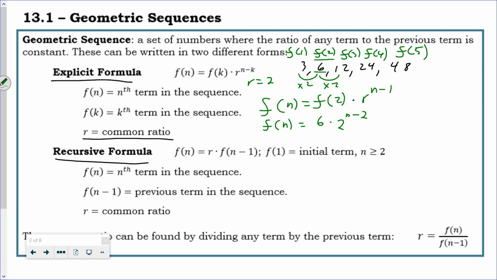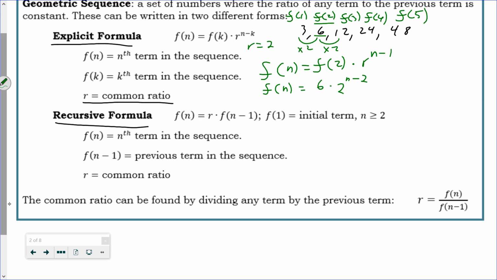All right. So now there's also something called the recursive formula. The recursive formula is a formula for a geometric sequence, but told recursively. Recursively just means it depends on the terms before. So the recursive formula will be f of n equals r times f of n minus 1. And the difference with the recursive formula is you need to know what the initial term is. Because it depends on the terms before it, you need to know what f of 1 is going to be.